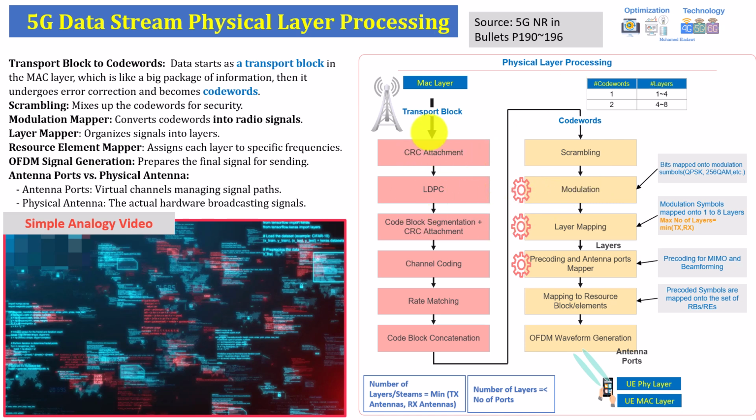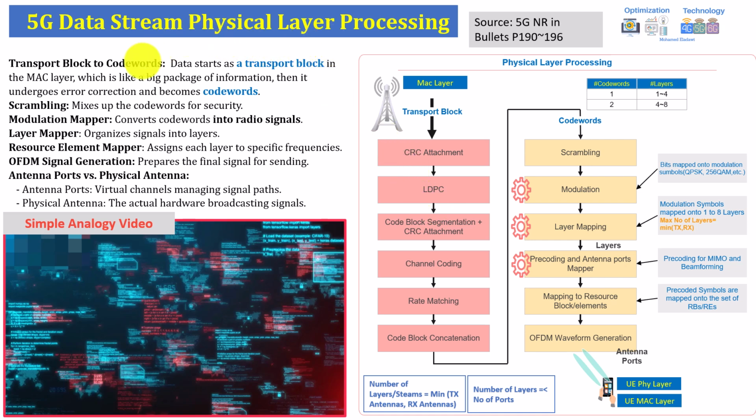So let me explain this figure here about the physical layer processing in general. And even if you need more details, you can find it in the 5G NR in bullets and also in the next generation book as well. So let me explain what it means by all of that and what kind of points we need to focus on whenever we are doing our optimization.